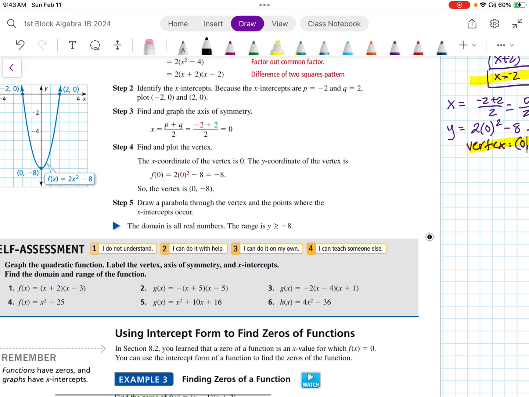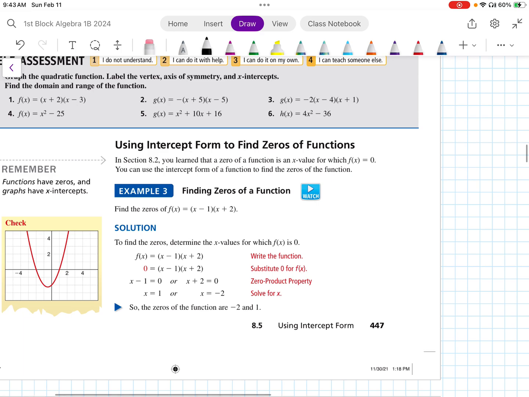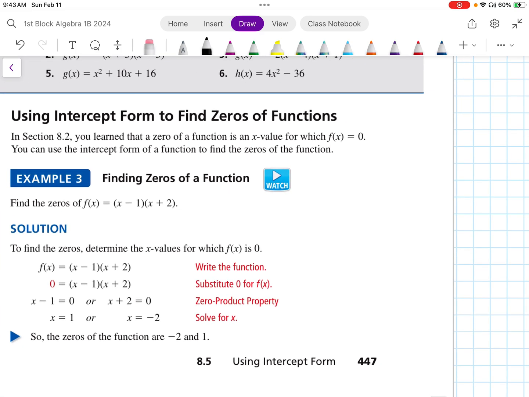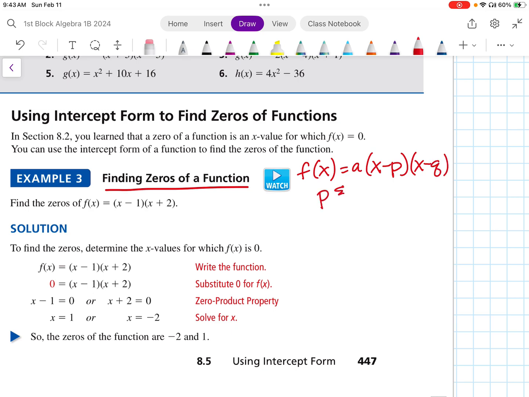Okay, we're going to do one more today. And I actually don't love the way the book set this up. I wish we had done this one first. I suppose I could have done it first. But finding zeros of a function, well, we just did this. It told us that in intercept form, p and q are x-intercepts.